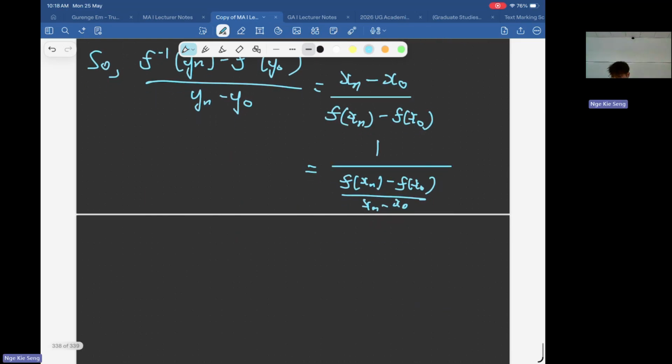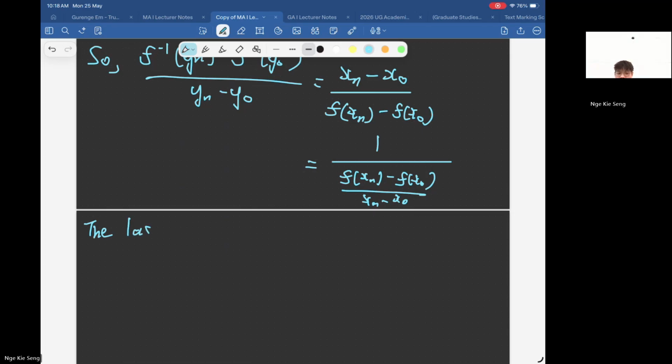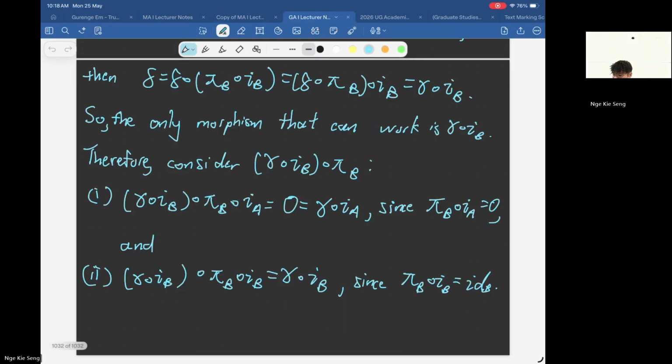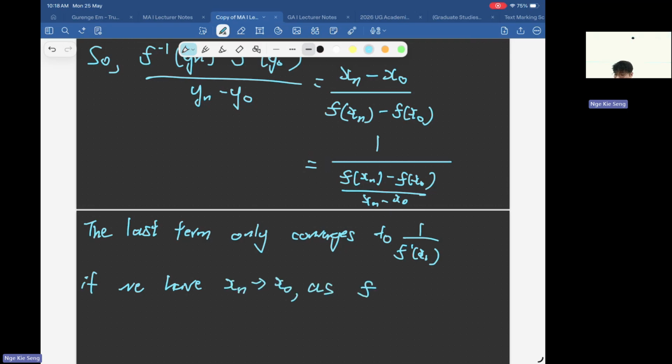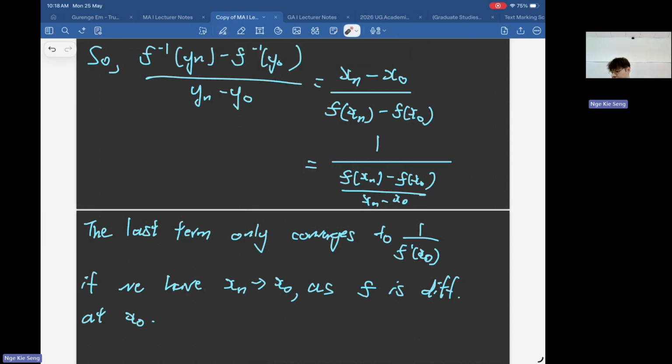Okay, so note here the last term, what's going on? The last term here only converges to the derivative if we have xn converge to x0, because f is differentiable at x naught. Also, provided that this number here is non-zero, so that we can apply the limit law to everything. Because to apply the limit law to the quotient, you need to ensure that the derivative is non-zero.